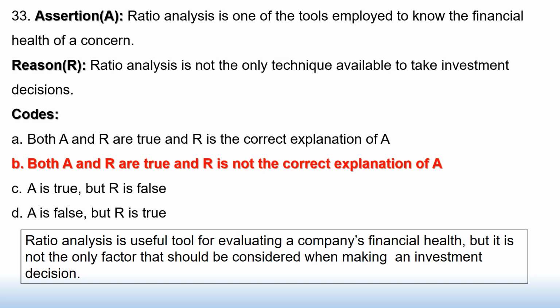Assertion: ratio analysis is one of the tools employed to know the financial health of a concern. Reason: ratio analysis is not the only technique available to take investment decisions. Answer option B. Both A and R are true and R is not the correct explanation of A.